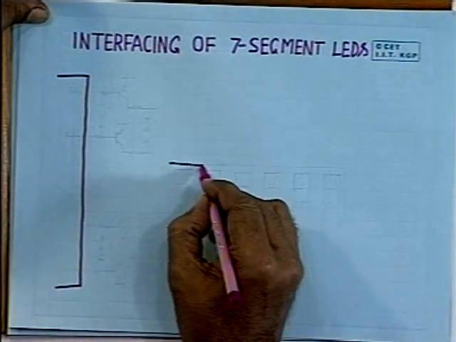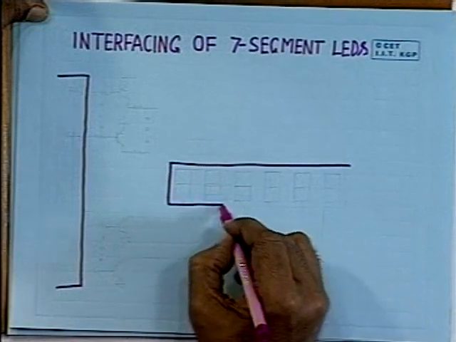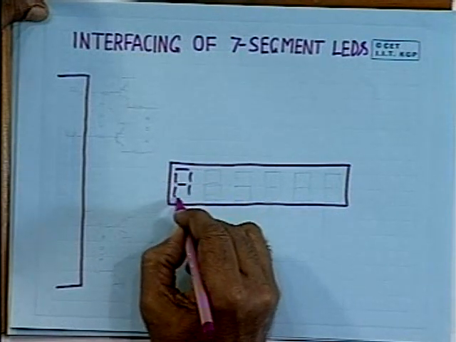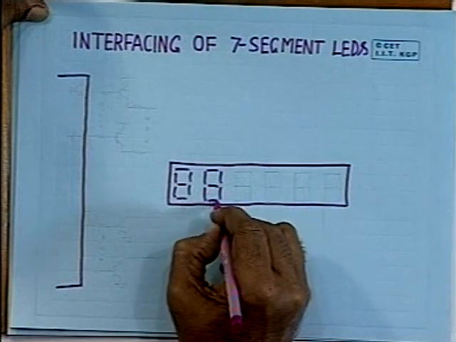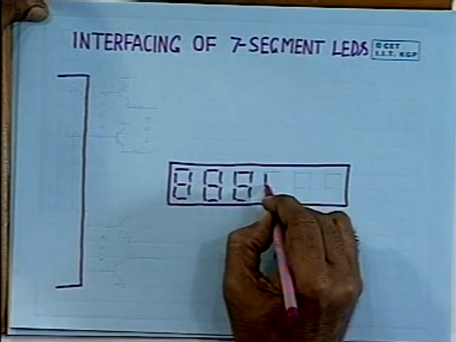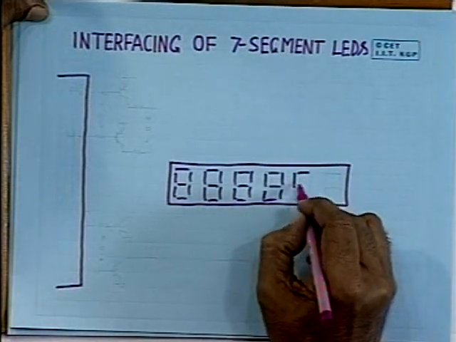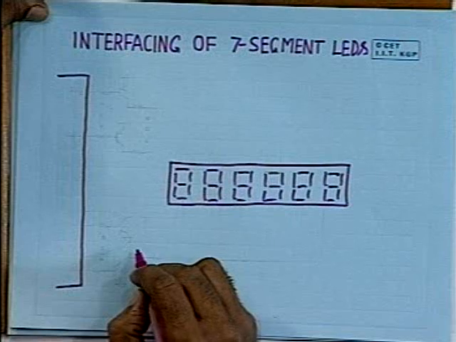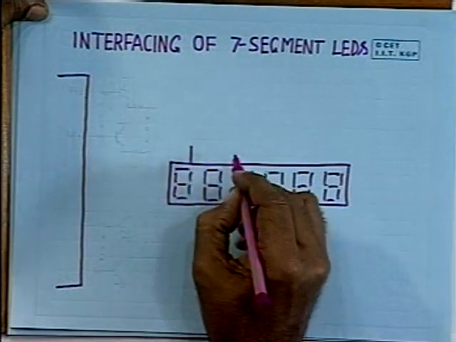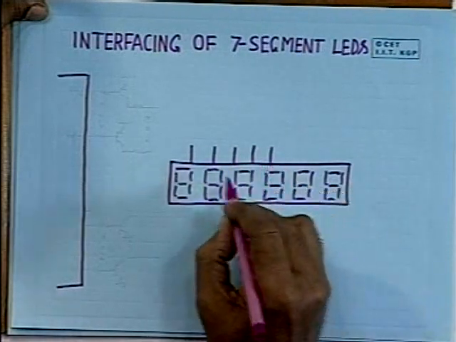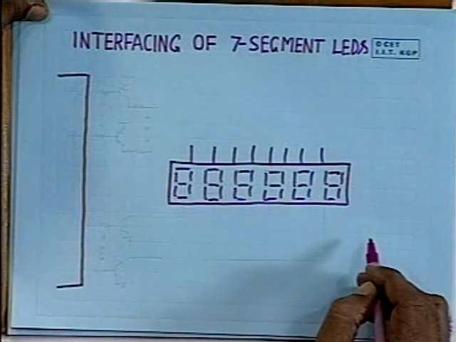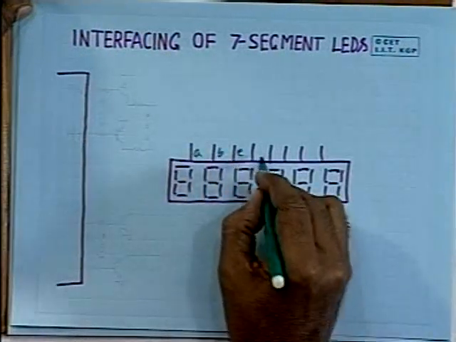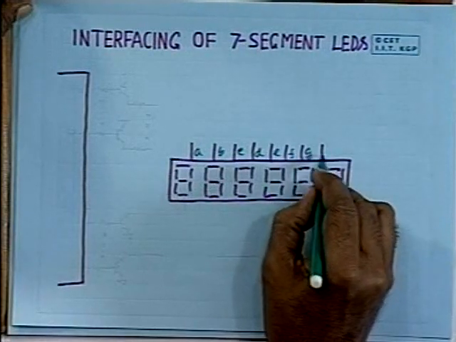Now, let us assume we have 6 light emitting diodes, 7 segment LEDs, to be interfaced to the microprocessor. These are the 6 LEDs. Now, let us assume this is a display module, and the interconnection is made in such a way that you get all the segment lines tied together, 1, 2, 3, 4, 5, 6, 7 and 8. These are those lines which I have shown as A, B, C, D, E, F, G and then the decimal point.